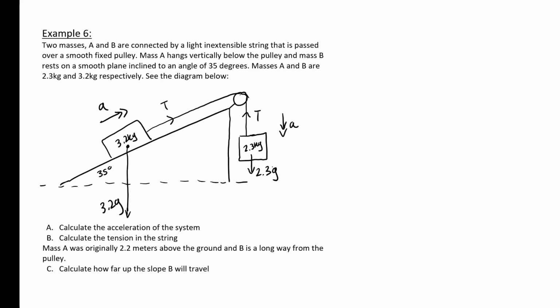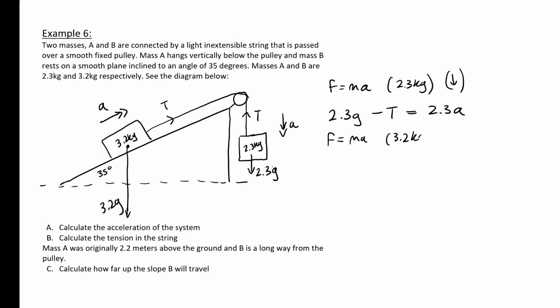Then, to deal with part A, calculate the acceleration. Well, acceleration, we bring this in by considering ma, so we have to do step 4, which is apply Newton's second law, F equals ma. We'll apply this to the 2.3 kilogram object first. It's accelerating down, so we'll take down to be positive. So 2.3g minus T is equal to 2.3a. Okay. Then we apply the same process to the 3.2 kilogram mass.